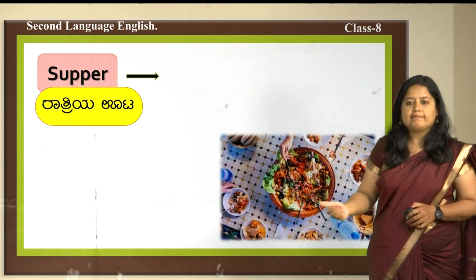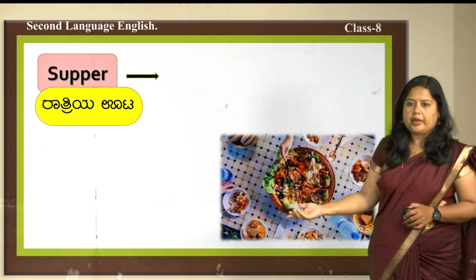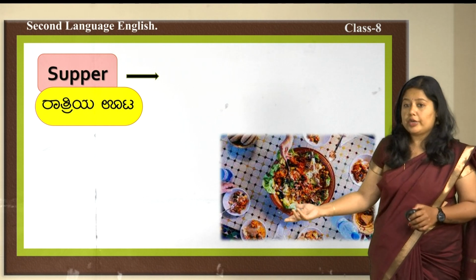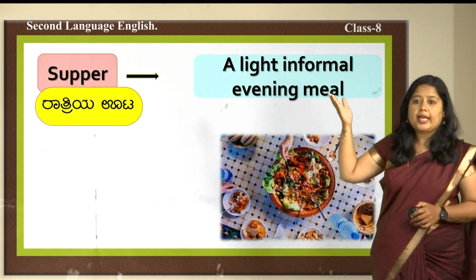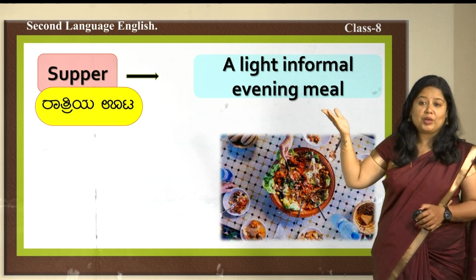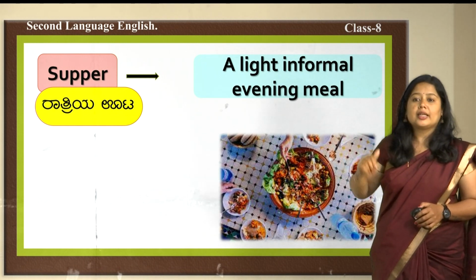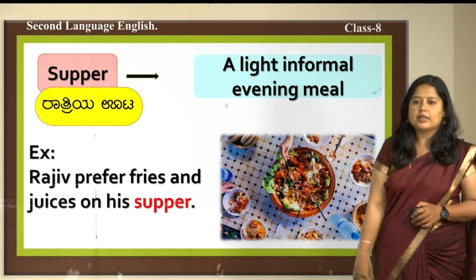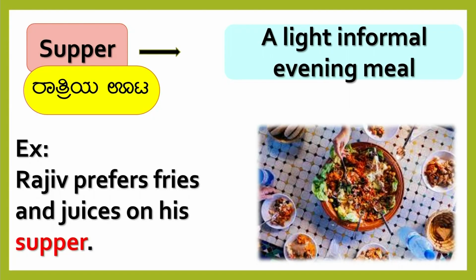So, this could be your supper, a light food, very light food. I have already told you the explanation: light informal evening meal. That is not formal. Dinner is the formal meal. So, supper is the informal light food in the evening. Here is an example sentence for you: Rajiv prefers fries and juices for his supper.